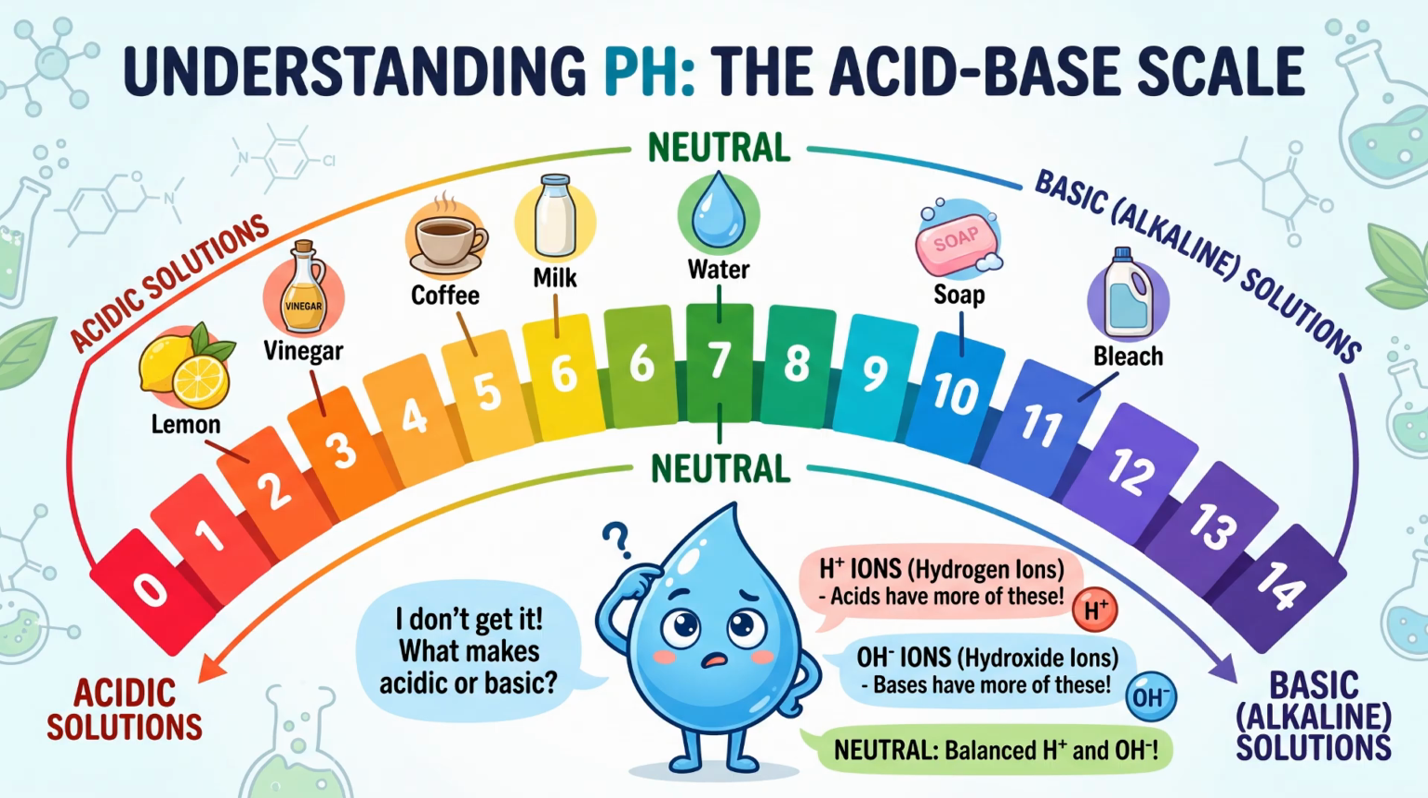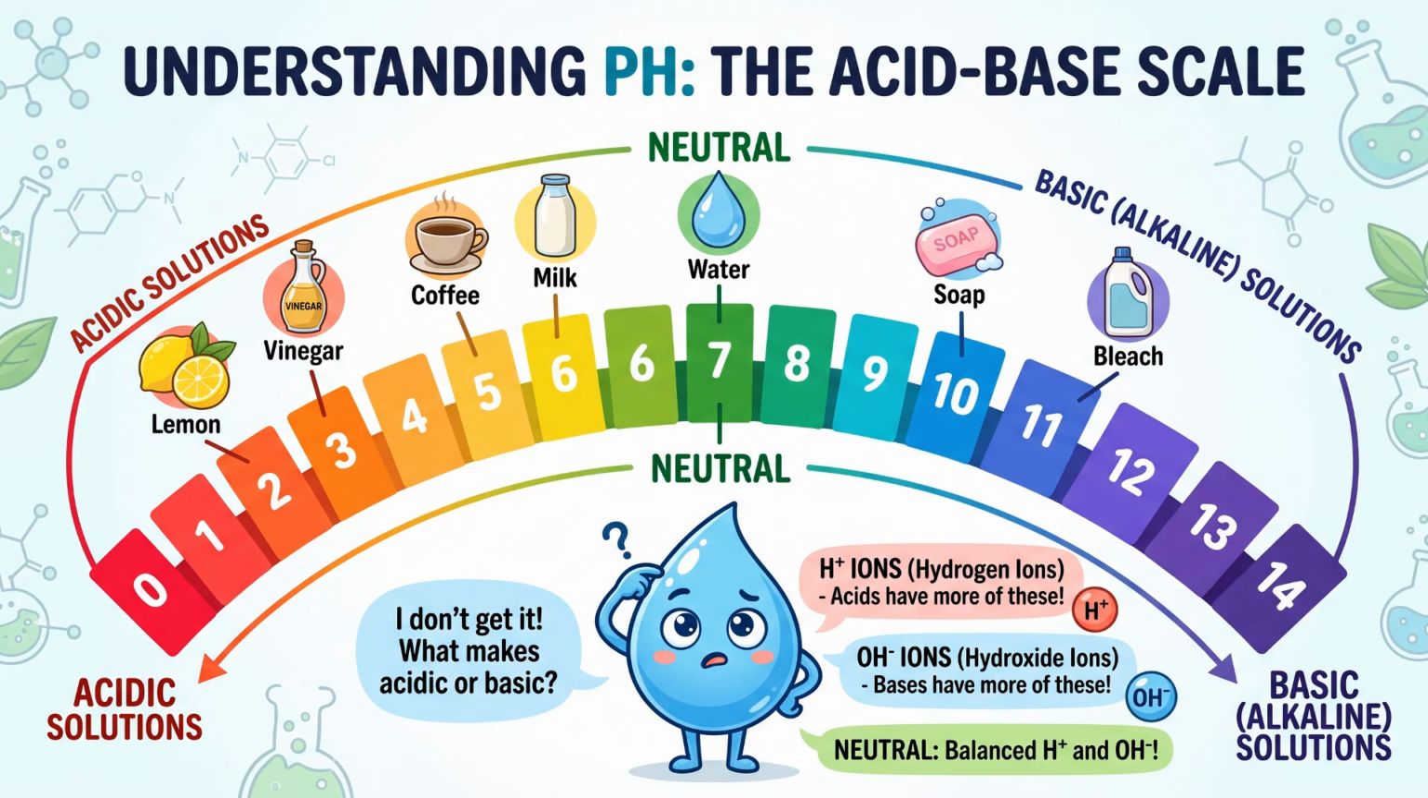Let us break down the details of this colorful scale. In the center of the scale is pure water with a pH of exactly 7. It is perfectly neutral because it has an exactly balanced number of hydrogen ions and hydroxide ions.